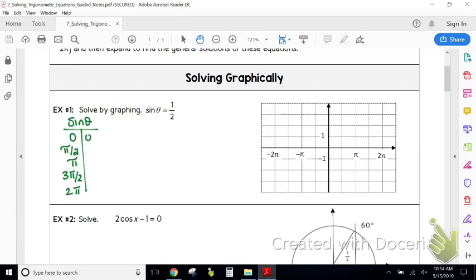All right, remember sine starts at 0 and then it goes up. And it comes down and then it goes back up to 0. And so we can graph this. And we can even expand it going back to negative 2 pi by following our pattern.